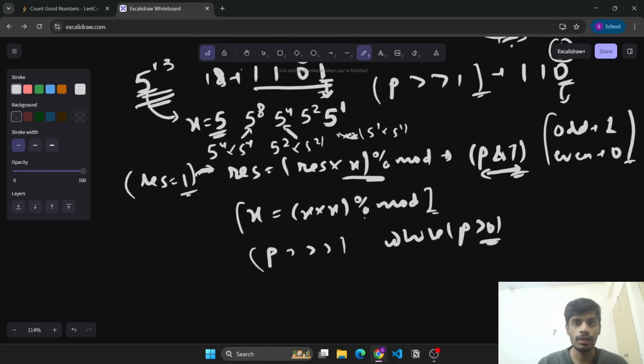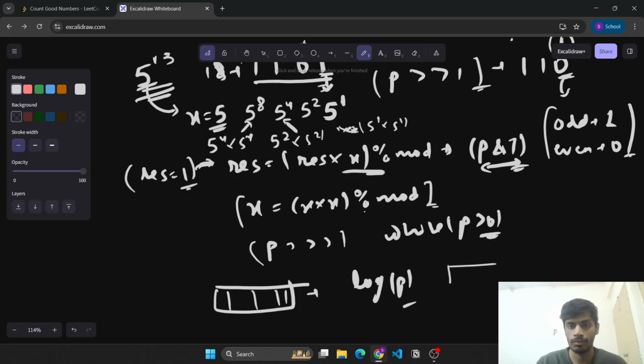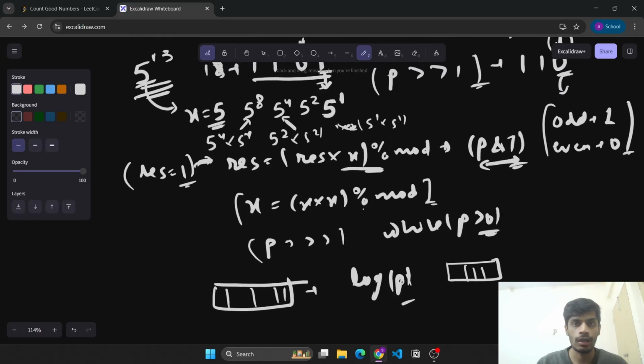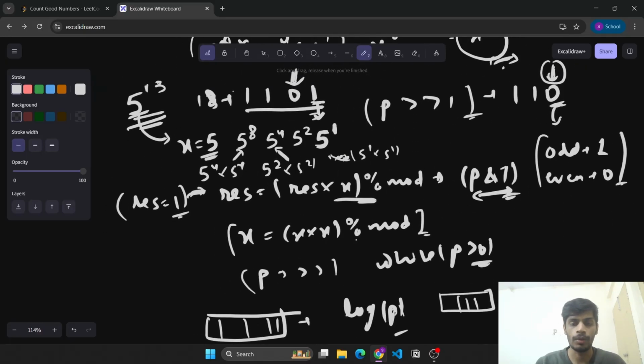And the complexity here would be, since we only are traversing through the bits of p, and the maximum number of bits that can be in any number is log of p. You should know the maximum number of bits in any number is the logarithm of that particular number. So hence the complexity of this binary exponentiation is big O of log p only.